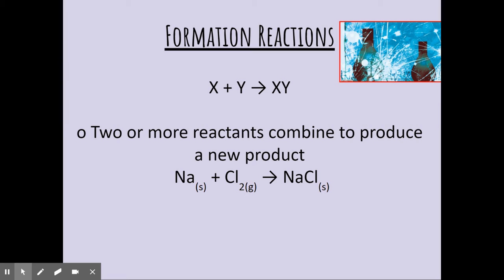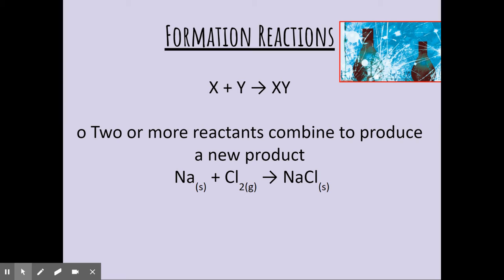formation reactions. Formation reactions takes two parts and puts them together to make a compound. So it's two or more reactants, because there could be three reactants, but it's two or more reactants that combine together to make us a new product. So to keep it simple, this one would be sodium combining with chlorine to become sodium chloride. Right? That is a type of formation reaction.